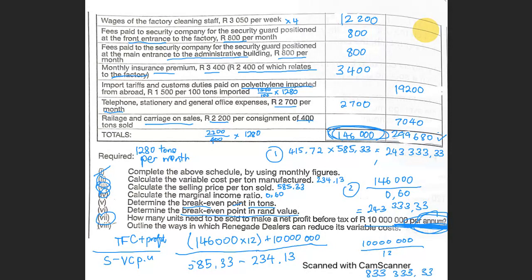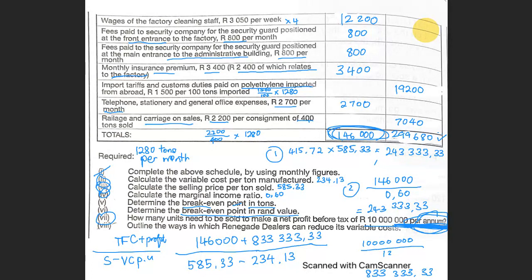So this would have been on a monthly basis, and then you wouldn't have needed to convert the fixed cost by multiplying by 12. Since you converted the profit into a monthly figure, it is going to be plus 833,333.33, and then you divide by the denominator. So either way is fine. Either way, you'll end up with the same answer. You can do whichever you prefer.